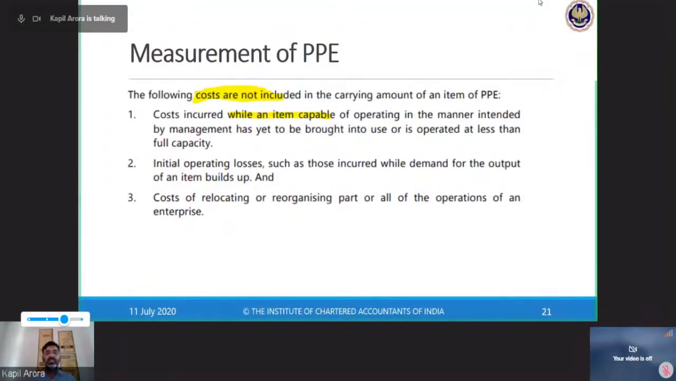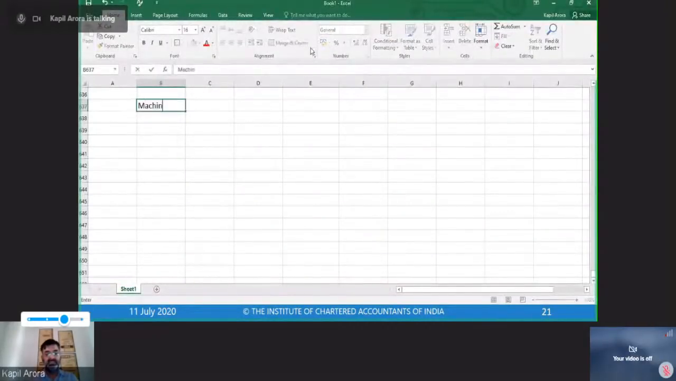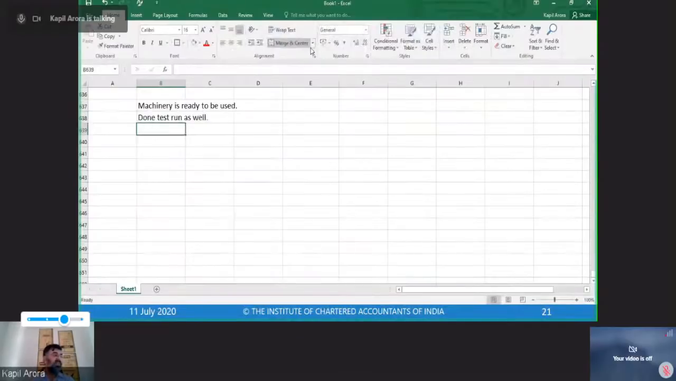Sorry guys. So cost which need not be added. Cost incurred while an item is capable of operating in a manner intended by management has yet to be brought into use or is operated at less than full capacity. For example, my machinery is ready to be used. I have done test run as well.